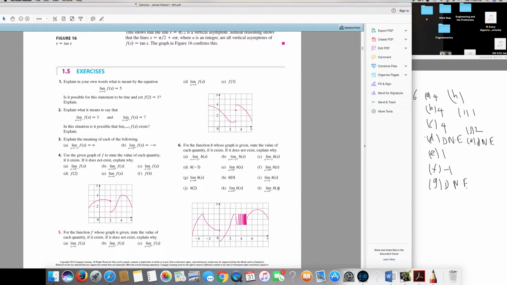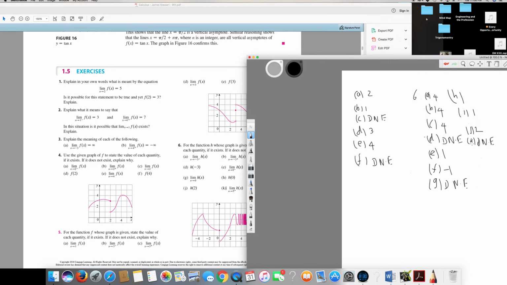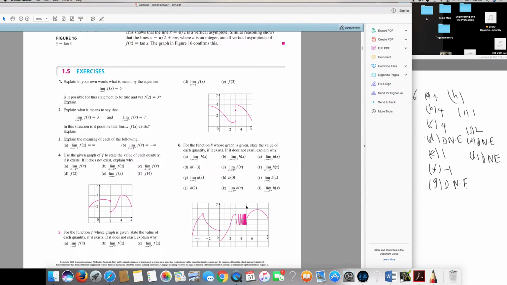And limit 5 minus, same thing, does not exist. And let's go to the next one.